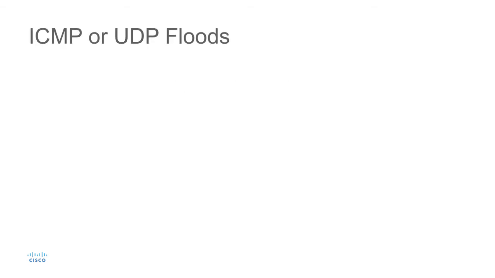But there are other protocols that are used for denial of service other than ICMP. Some other examples would be ICMP or UDP floods. The idea of those types of attacks is that they can simply flood out a network, slowing it down, causing the network operations to screech to a halt.